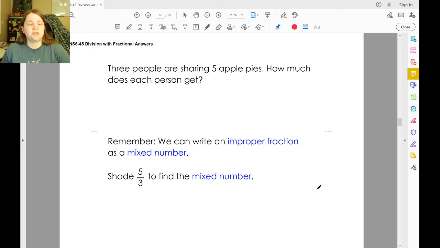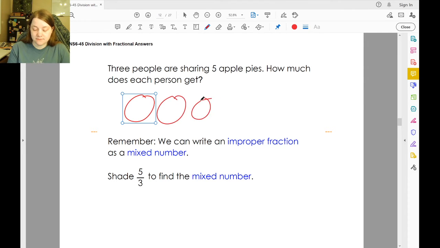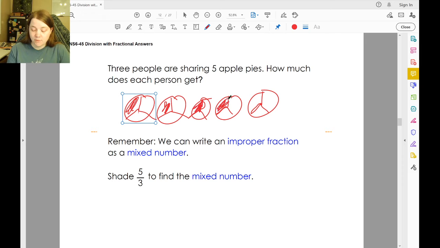3 people are sharing 5 apple pies. How much does each person get? Well, we know that there's going to be 5 pies, and it's going to be split into perfectly equal thirds. If I shade in a third each, I'm going to end up with 5/3. Let's figure out what this would be as a mixed number.